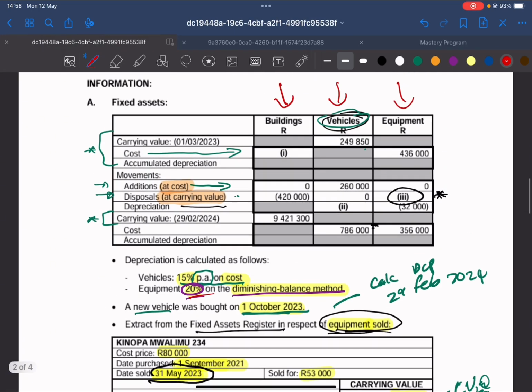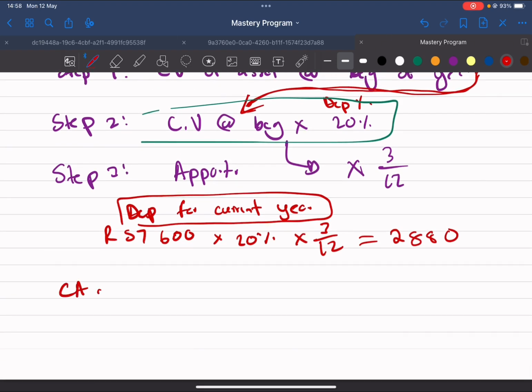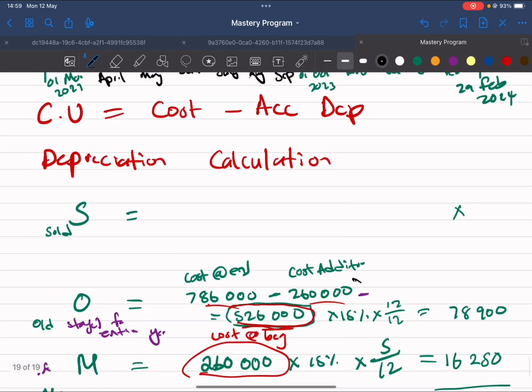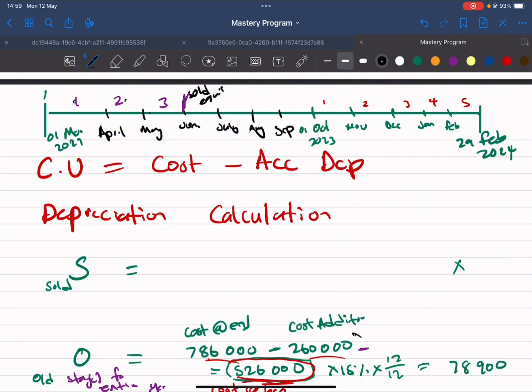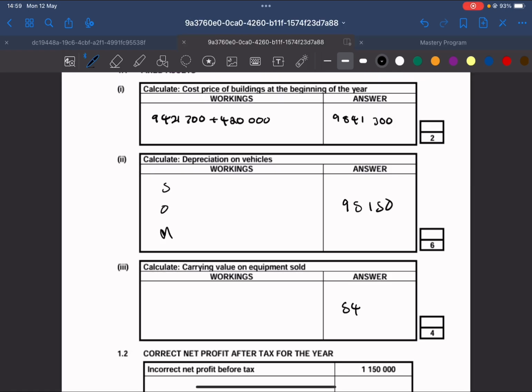But we're not looking for depreciation. We're looking for the carrying amount of that asset on the date that it was sold. So to get the carrying amount at disposal date, we're gonna say the carrying amount at the beginning minus depreciation for the current year. So the value of this asset at the beginning of the year was 57,600, which is what we saw over there, and we have to subtract the depreciation for the 3 months in the current financial year in which we used the asset, which was March, April, and the whole of May. And then we get the carrying amount at disposal, which is 54,720, and then we put it there, 54,720. So that's how you calculate the carrying value of the equipment.